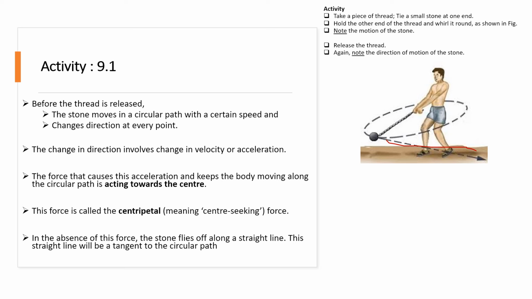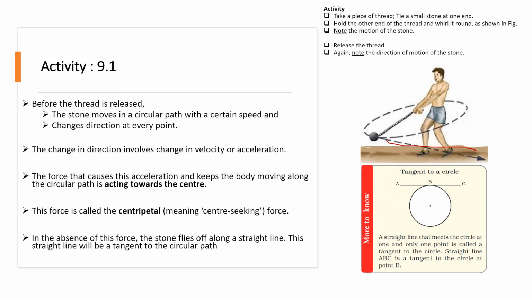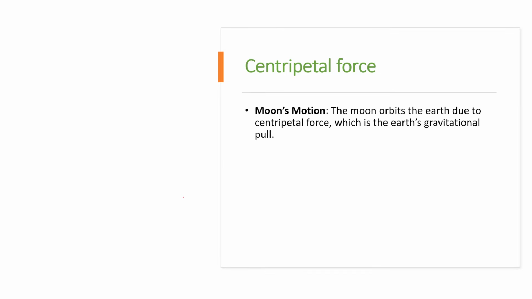Then let's understand what this tangent is. By definition, a tangent is a line which touches the circle at exactly one point. So in this case, you can relate both the activities. Correct. Now we got some slight introduction insights about centripetal force.